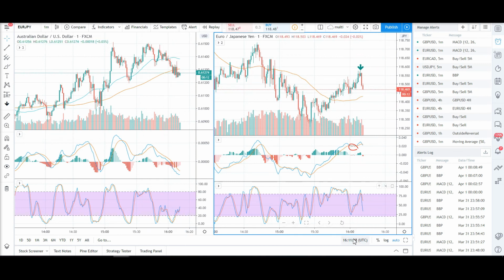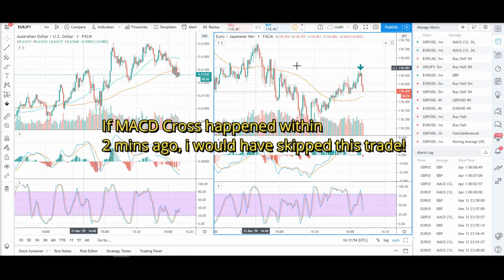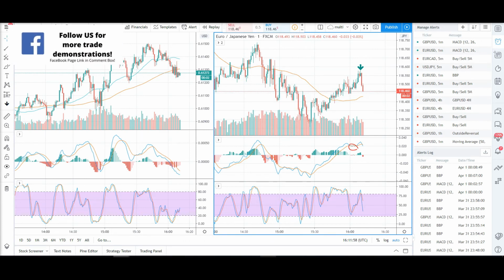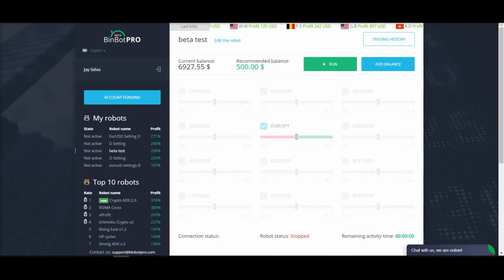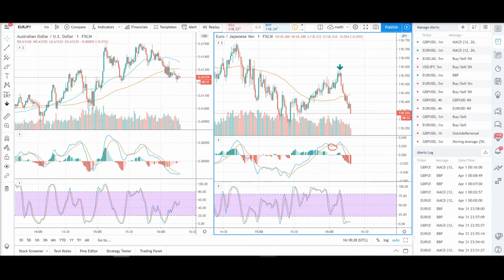So as I was saying, if the MACD cross happened to be within 2 minutes from the time when we look at the charts, then this trade setup we would actually skip. Okay, we're back. So the put trade we actually won, and right now my balance stands at $6,900. So that is really fantastic, really nice put trade.